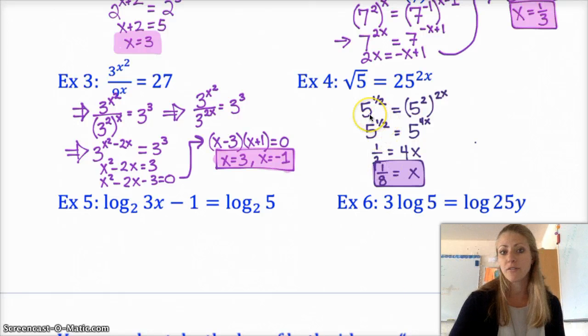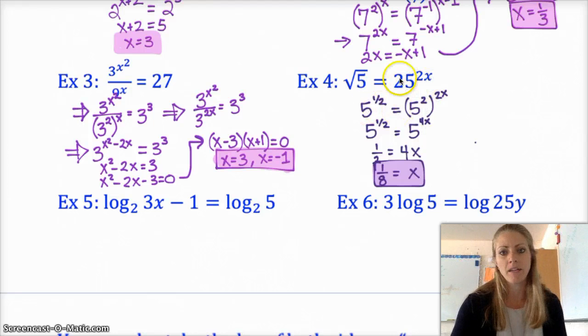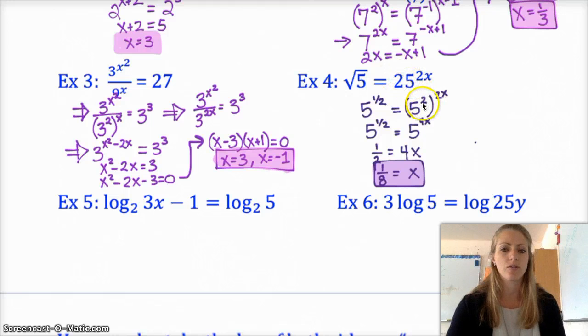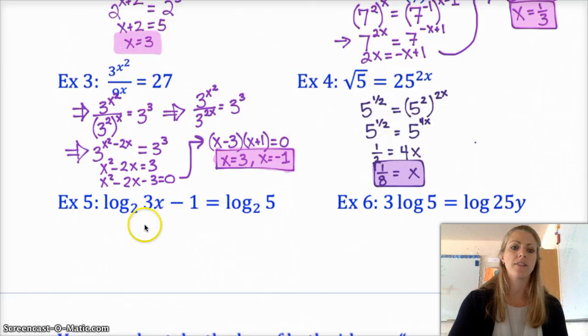Again, it's easier if you make 5 the base, but you can also make square root of 5 the base, and then this would be root 5 to the 4th instead of 5 squared. So again, you just want to make sure that everything has the same base. All right, try 5 and 6.